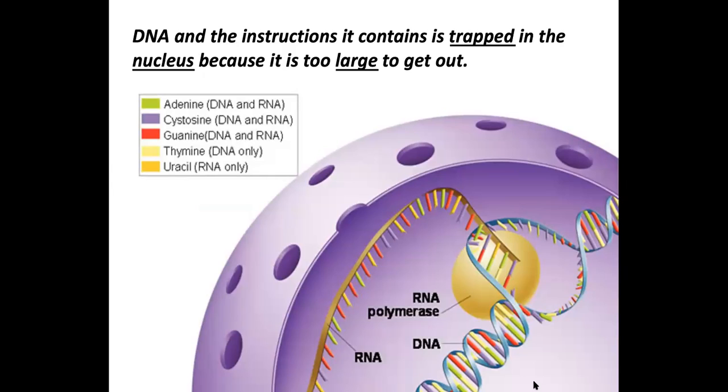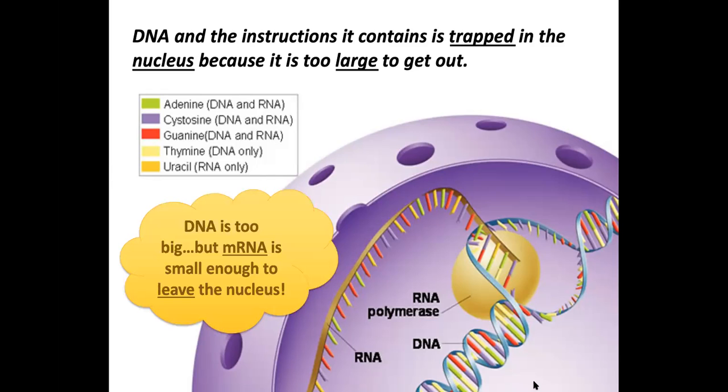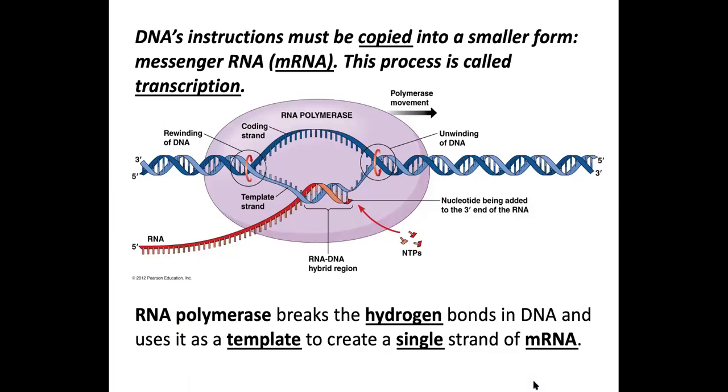So that is why the process of transcription happens, so that RNA, because it's single-stranded and is small enough, can squeeze through the pores of the nucleus. So DNA's instructions have to be copied into that smaller form. That smaller form is mRNA. Okay, so DNA to RNA, but very specifically mRNA, is the process of transcription, okay?